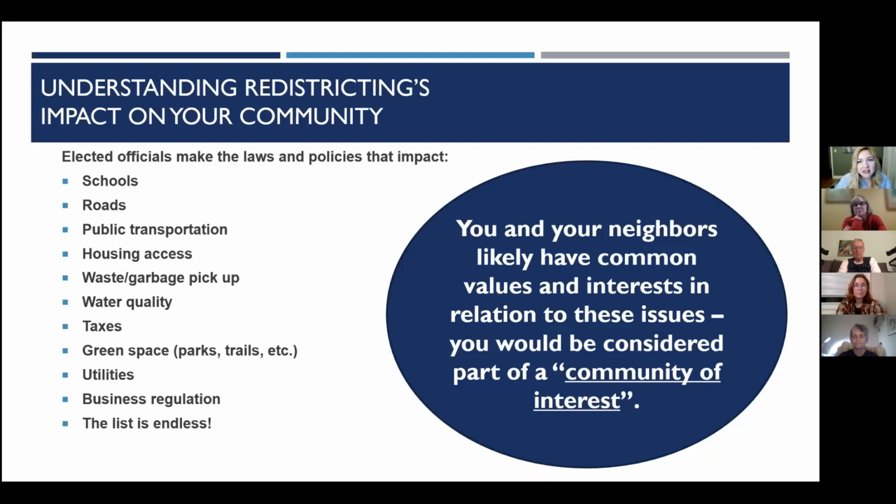And it's highly likely that you and your neighbors have a lot of shared values and interests based on the fact that you live near each other. You probably do a lot of the same stuff. Maybe you go shop at the same places, your kids go to the same school, maybe you all go to the same park, you all enjoy the same social activities, and all of these things can make you part of a community of interest.